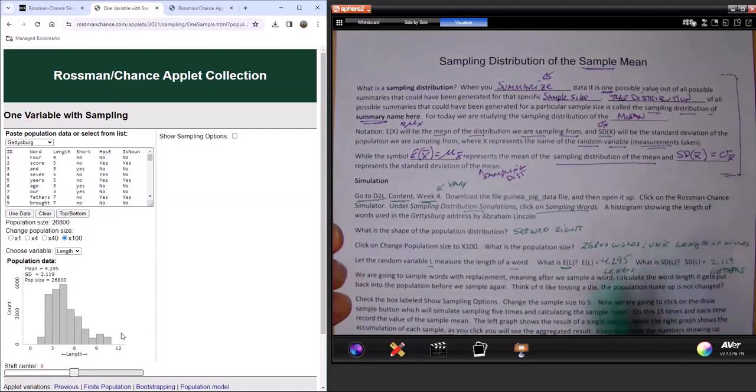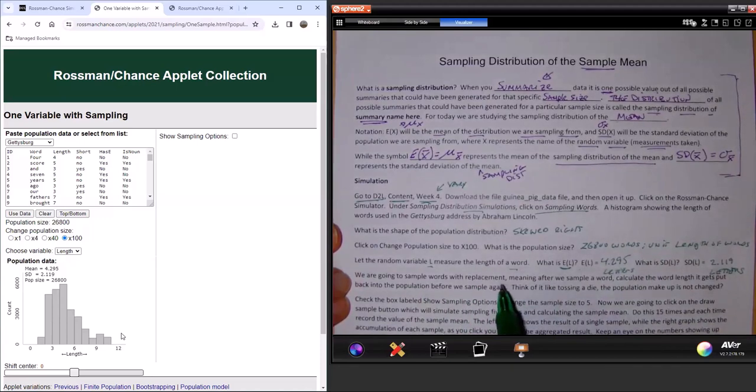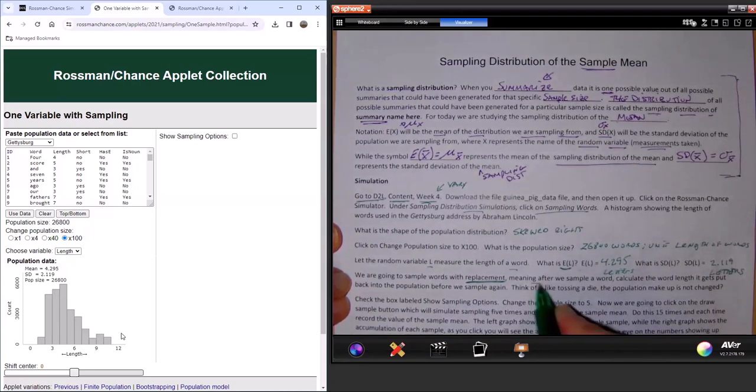So now what are we going to do? We're going to sample words with replacement, meaning if I sample the word "four," I can resample it again. Every time I sample a word, I'm going to replace it, put it back in the population. So I can grab exactly the same word that I've already sampled. So meaning after we sample a word, calculate the word length, it gets put back in the population before we sample again. That's what with replacement means. Think of it like tossing a die. The population makeup is not changed.